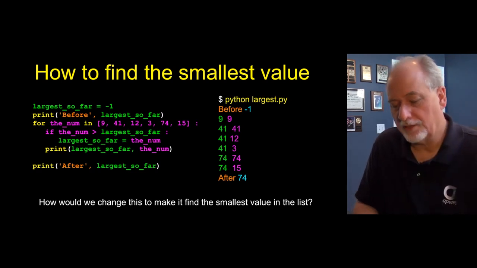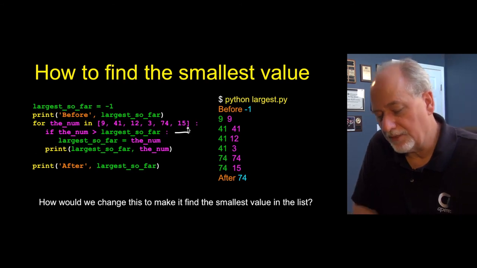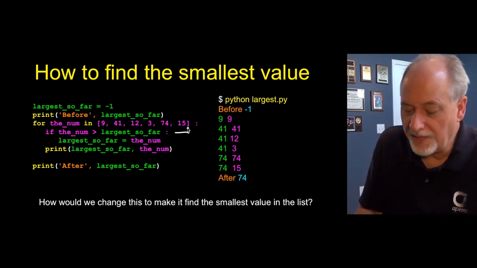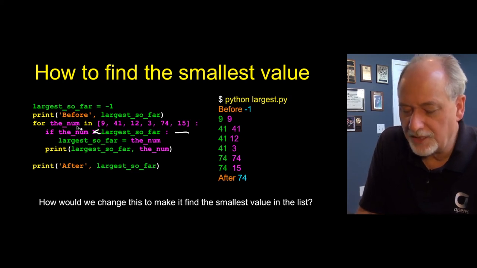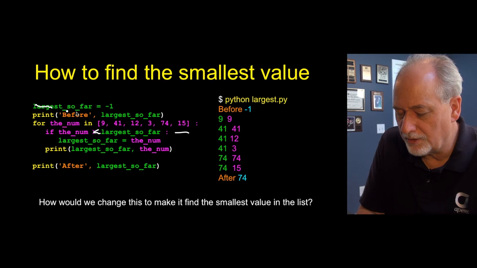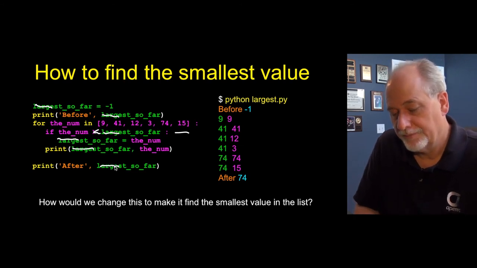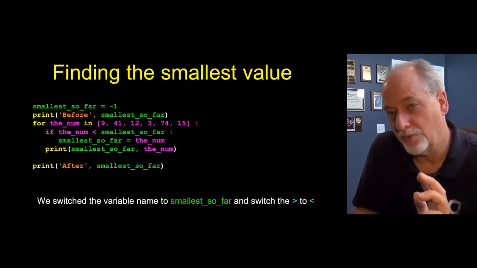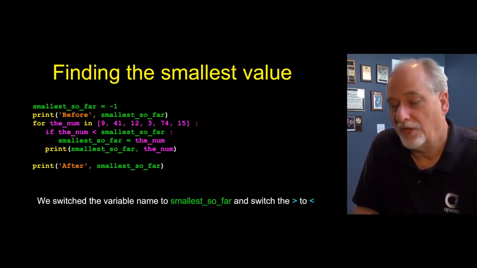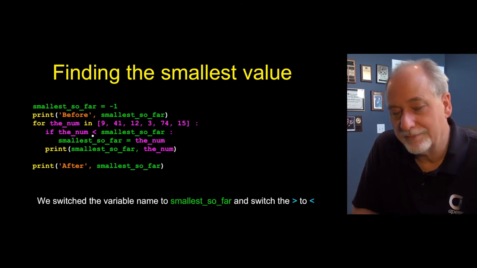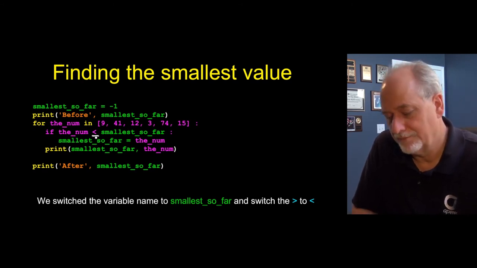Okay, so let's take a look. So let's do a couple things. If you look at this if statement that's better, well, it's better now if the number is less than. But then we should probably change this to be smallest so far. Matter of fact, that's what this is. We've changed the word largest so far to smallest so far, and we've changed the greater than to a less than. Is that going to fix it?